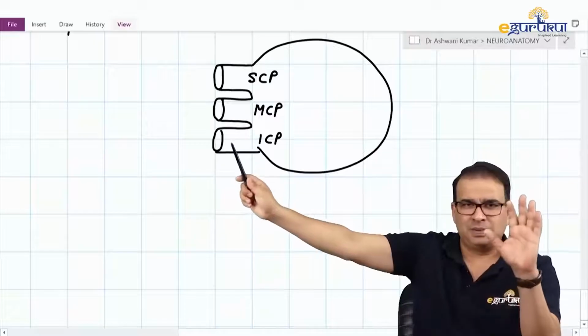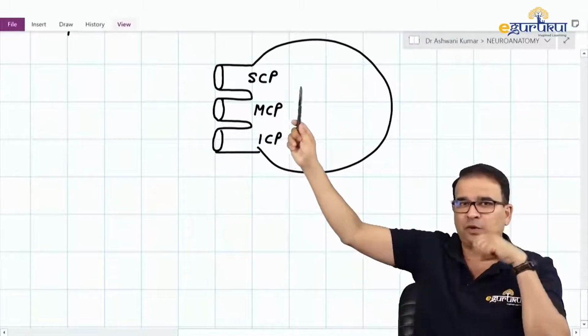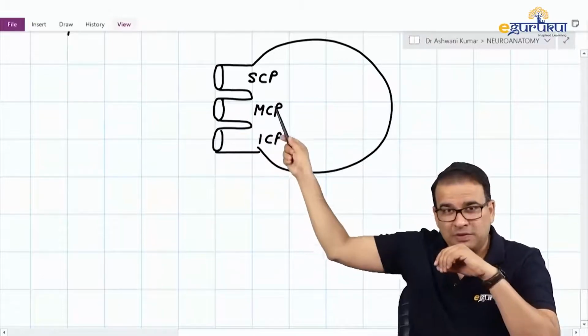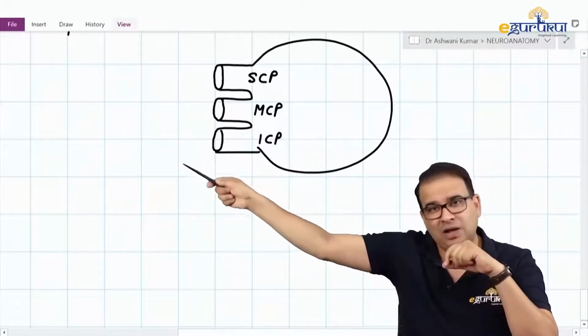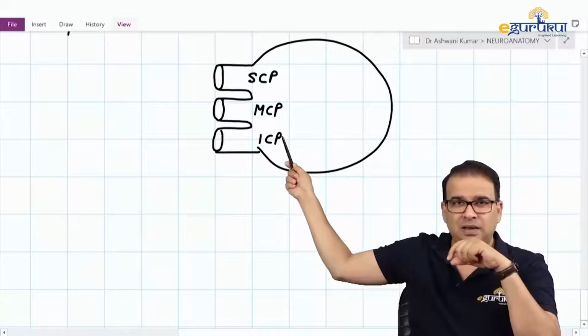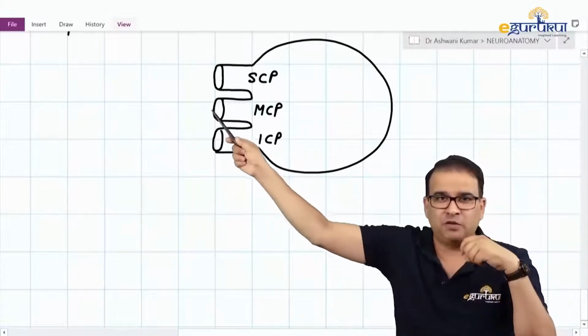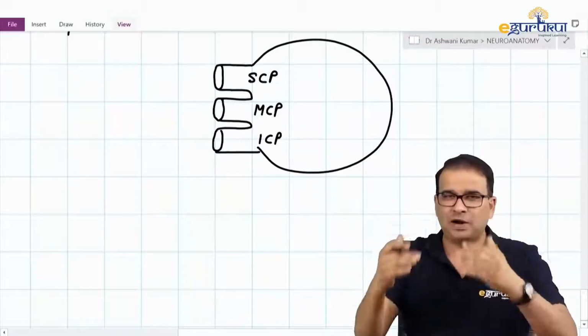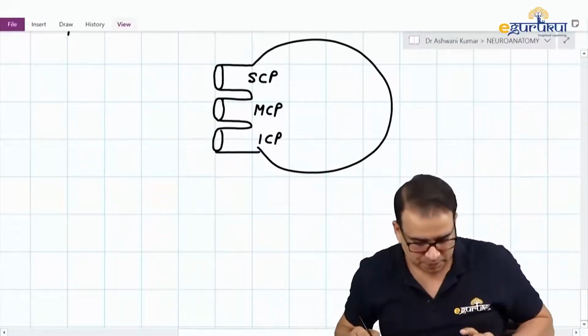So guys, it's pretty simple. If you think of a tract coming from the cerebellum into the medulla oblongata, that will go through the inferior cerebellar peduncle. If it is the pons, it will take the pathway of the middle, and if it is the midbrain, it will take the pathway of the superior cerebellar. Three parts of the brainstem, three peduncles.